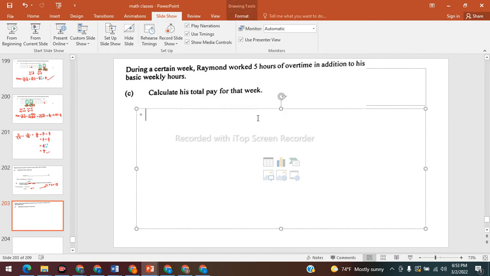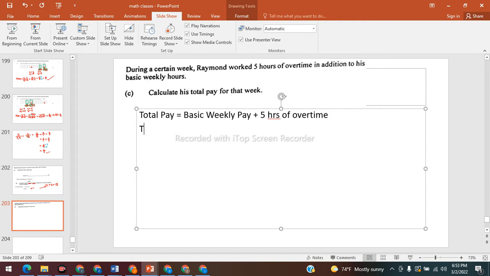So a certain week, Raymond worked 5 hours overtime in addition to his basic hours. They want his total pay. So total pay is going to be equal to what he got for his basic weekly pay, plus what he gets for how many hours of overtime did he work? Plus 5 hours of overtime.